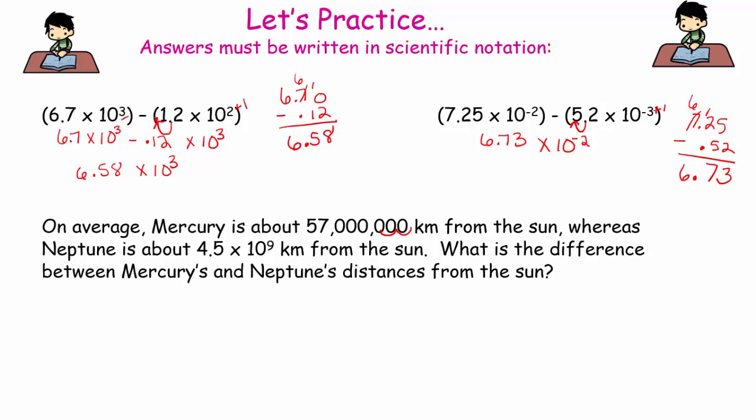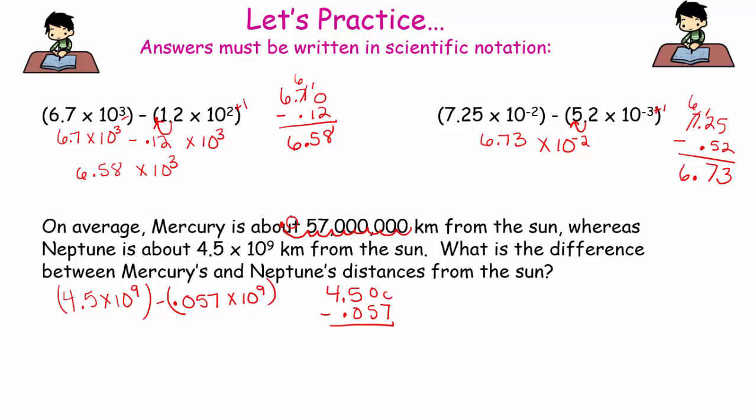So I'm going to move this 1, 2, 3, 4, 5, 6, 7, 8, 9 places over. And I know that that first number then is 0.057 times 10 to the 9th. And so I'm going to take my 4.5 times 10 to the 9th and simply subtract off that 0.057 times 10 to the 9th. Because my powers on 10 agree, all I need to do is 4.5 minus 0.057. So I need to put in a couple of zeros there.